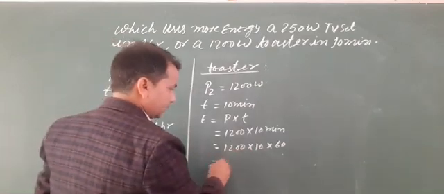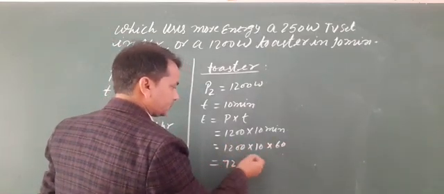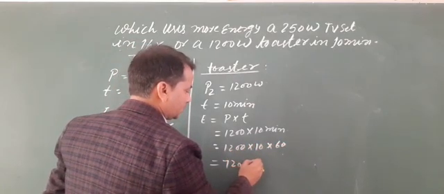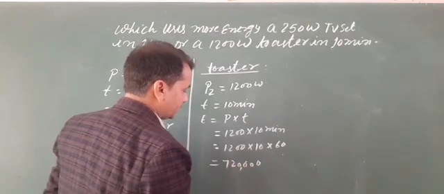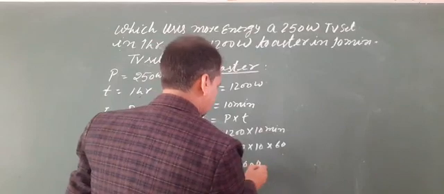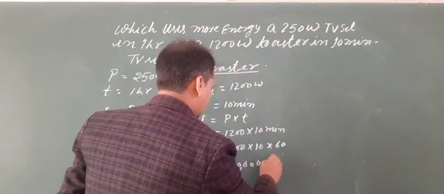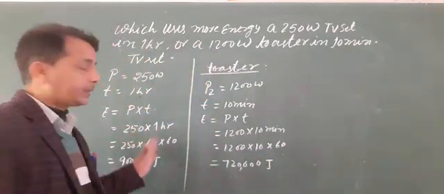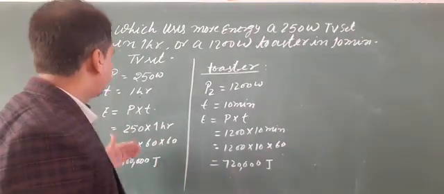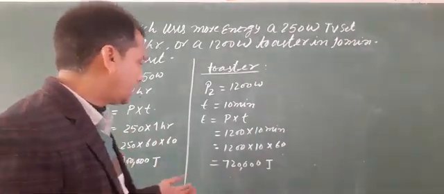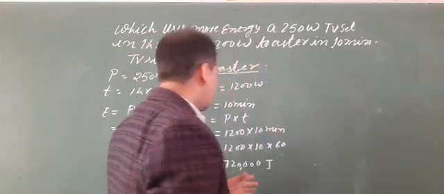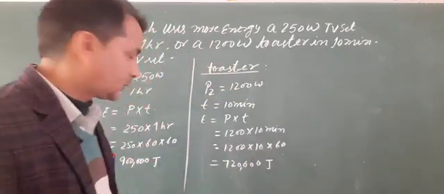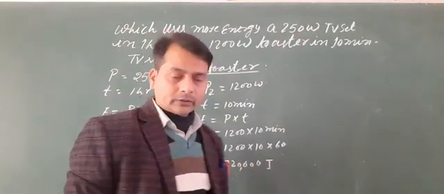So we can write here 7,20,000 joule. It is clear that the electrical energy consumed by the TV set is 9 lakh joule, and the electrical energy consumed by the toaster is 7,20,000 joule.